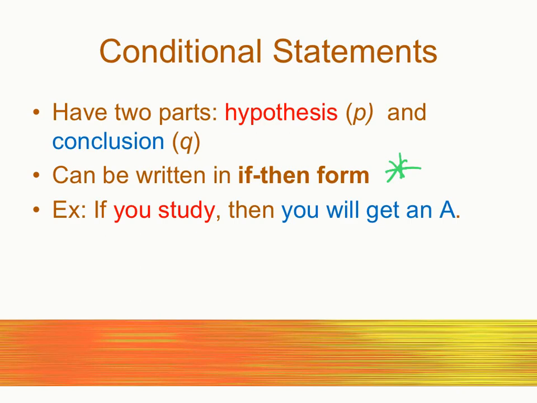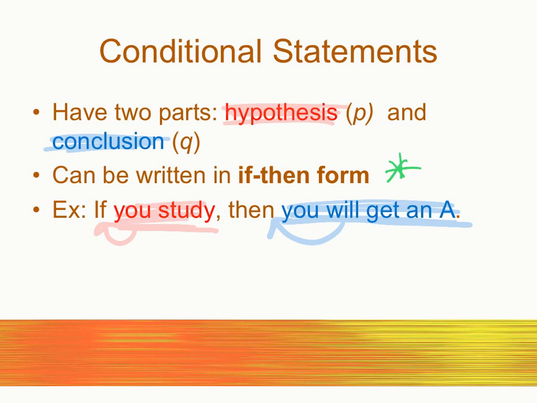So I have an example here, and my example is, if you study, then you will get an A. Now, the hypothesis is generally always going to follow the word if, and the conclusion will follow the word then. There is an exception to this, and we'll see it later on. But generally, when you're given an if-then statement, the hypothesis is after the word if, and the conclusion follows then. It's highlighted to show you: the blue is the conclusion, the red is the hypothesis.